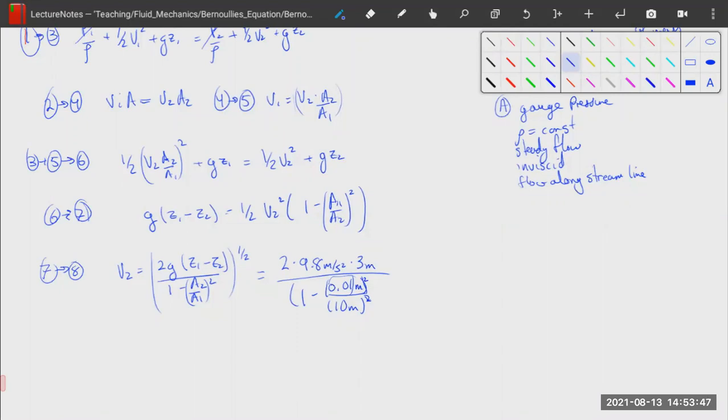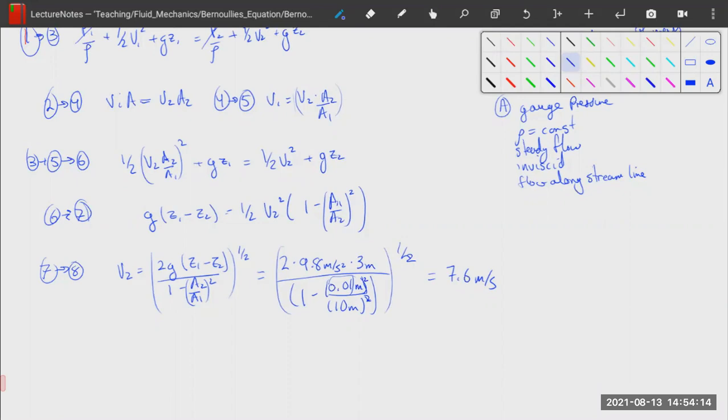So the pi's and the 4's cancel out and all we're left with is the d squared. So if we're just doing a ratio of areas of circles, we can just use the d squared. That's exactly what we're doing here: 0.01 meters squared divided by 10 meters squared, and all of this is to the 1/2 power. If we solve for it, we end up getting that V2 is equal to 7.6 meters per second.